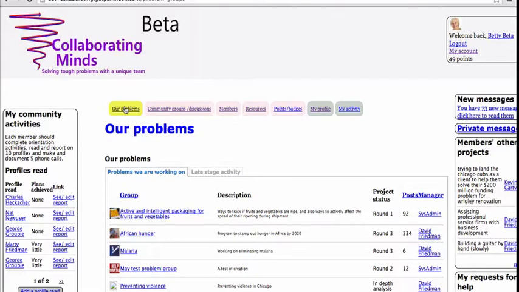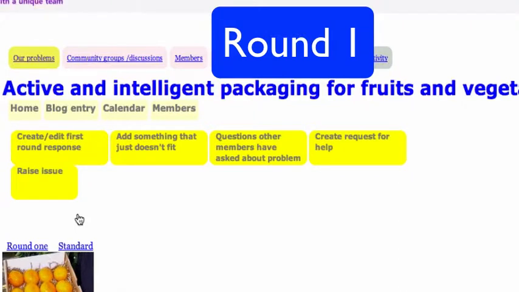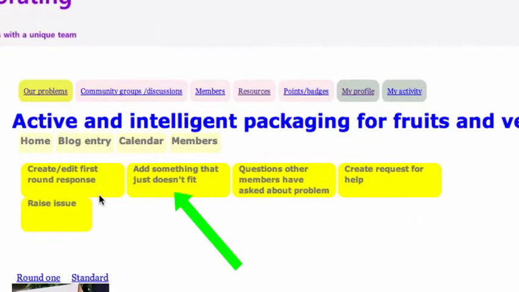When you get to the home page of a problem in round 1, you have two main choices. You can do what we want, which is to create a first-round response, or do something else because structured thinking doesn't make sense for you right now. At each step of our structured process, we leave room for people to, quote, break glass in case of brilliant insight or need to do something different, unquote.